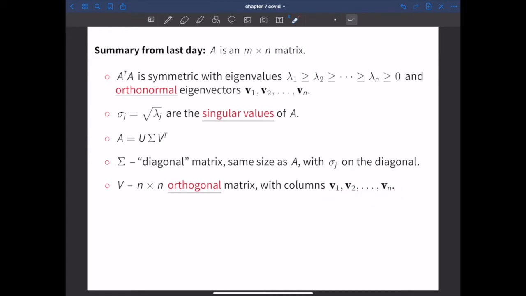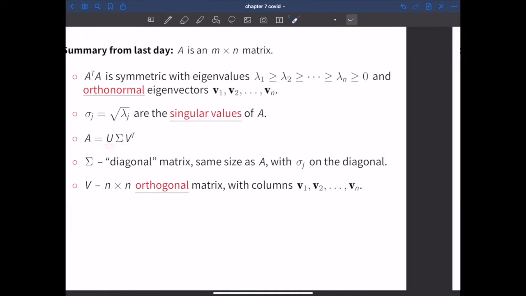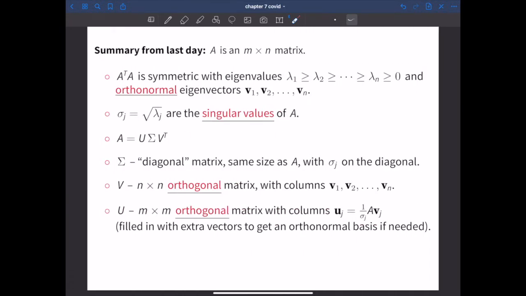Okay, so that tells us how to find the sigma and the V part of our decomposition here. How do we find the U part? Well, the U part is not too bad usually. U is going to be an m by m orthogonal matrix. So again, it's going to be a square matrix with orthonormal columns.